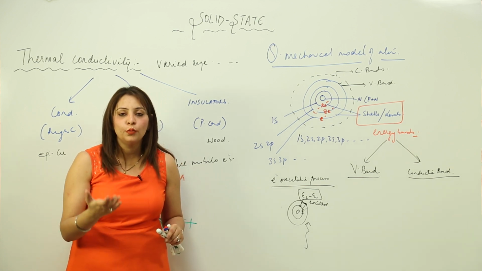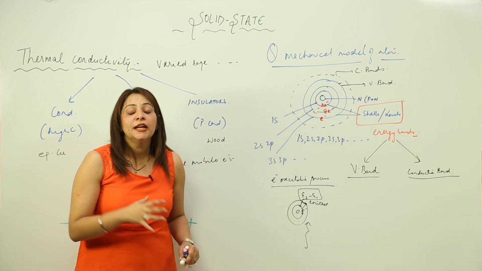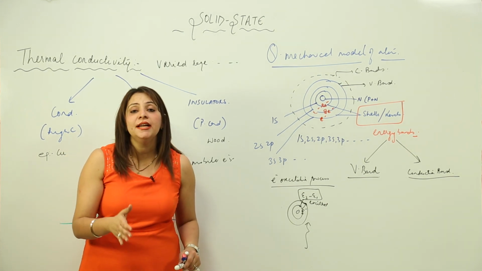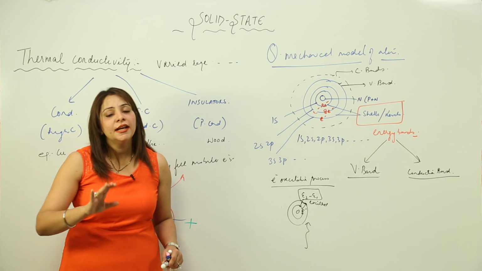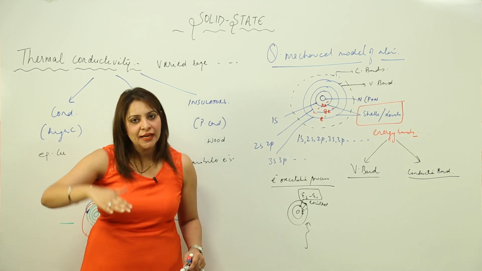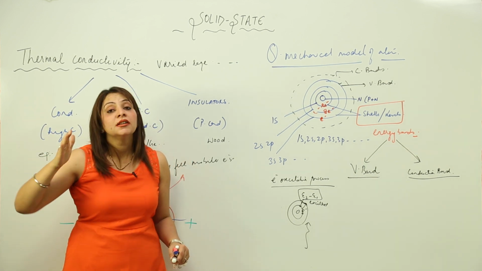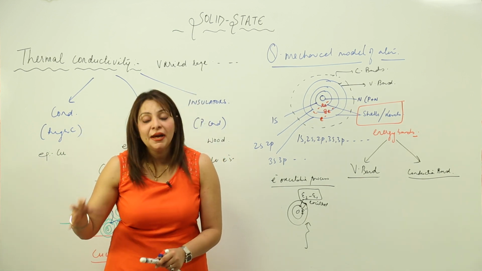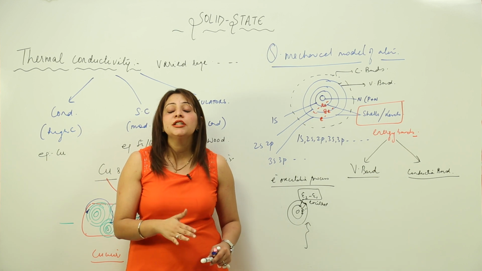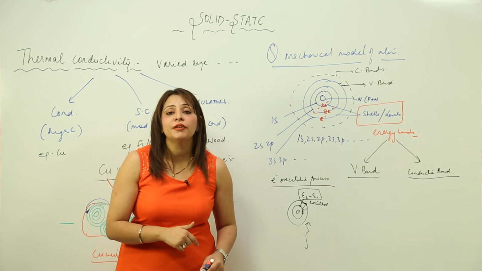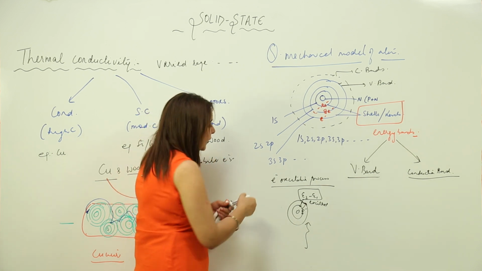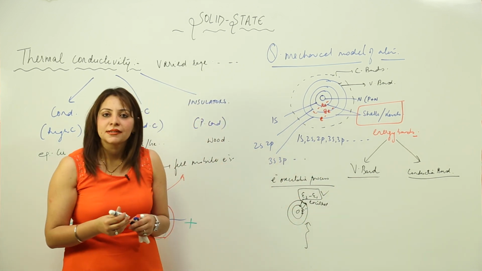Bohr explained this process: whenever we supply energy to an electron and that energy is greater than the energy possessed by the shell, the electron moves from its ground state to the excited state. But the excited state being unstable, it remains there for a certain time, and then ultimately returns to its ground state, and in doing so it releases the energy absorbed by it, which is equal to the difference between the energy shells.